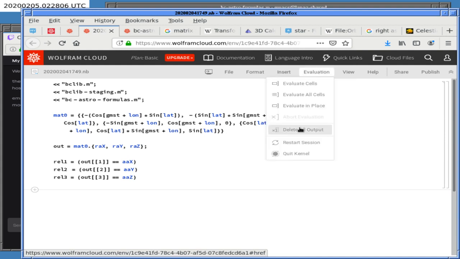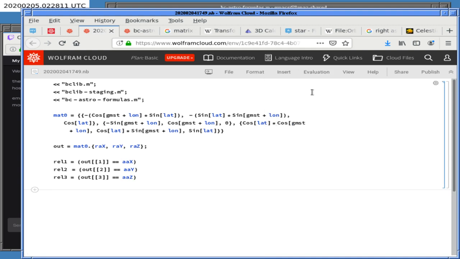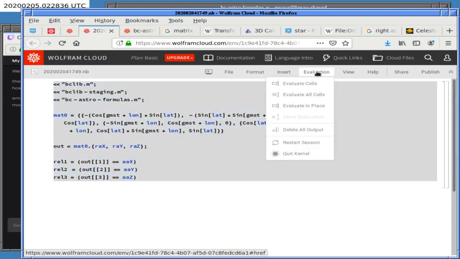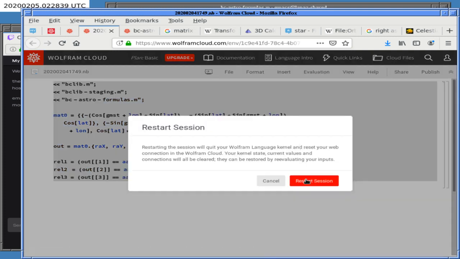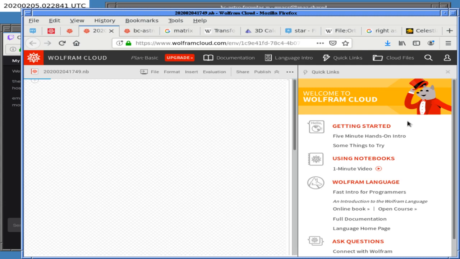Alright, delete all output. There isn't any. Okay. So either I've broken something, or they've broken something, or they're just sick to death of me. Because it does not appear that this is an error. It just appears they're just not going to do it. Okay. I'm going to go ahead and do this, which never helps. Restart session. All this really does is bring up this little wolf dude.